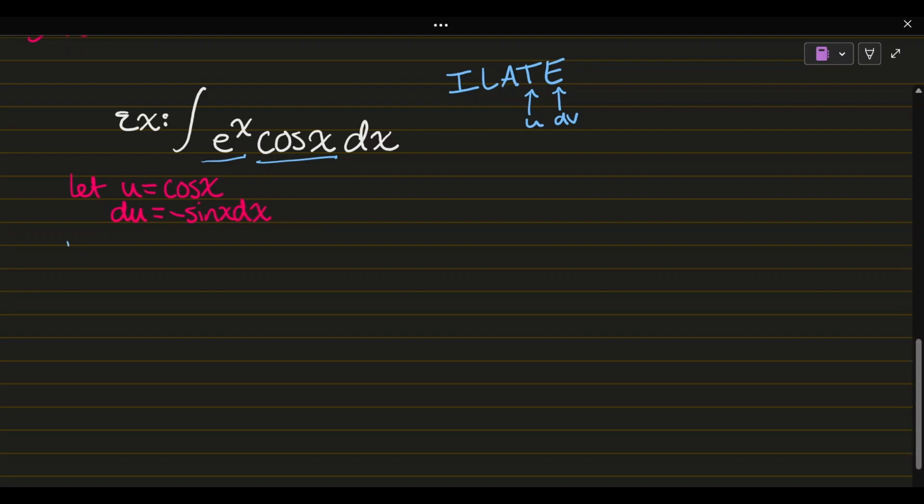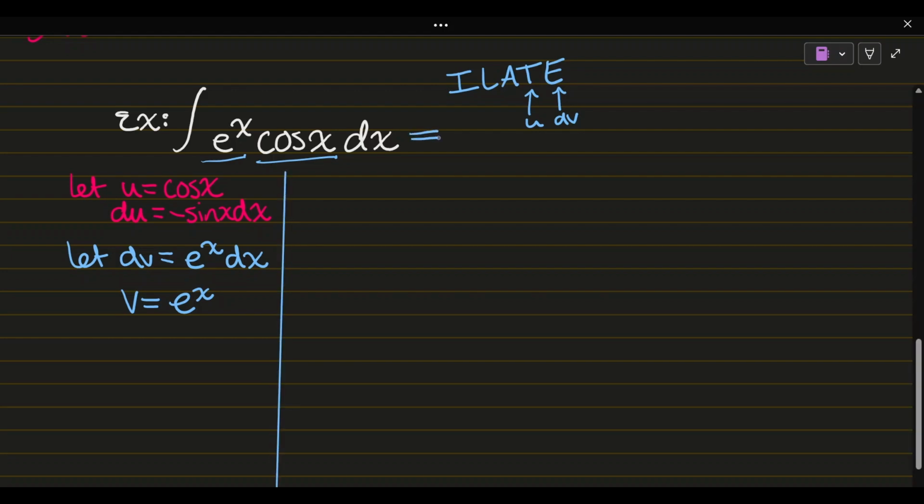And we're going to let dv equal e to the x dx. And so that tells us that integrating both sides, v is equal to e to the x, because the integral of e to the x is e to the x. Now, what I'm going to do is I'm going to let our original integral, again, I'm going to name it. I'm going to call this guy I. Okay. Now, I is equal to uv minus the integral of v du. That's just the integration by parts formula.